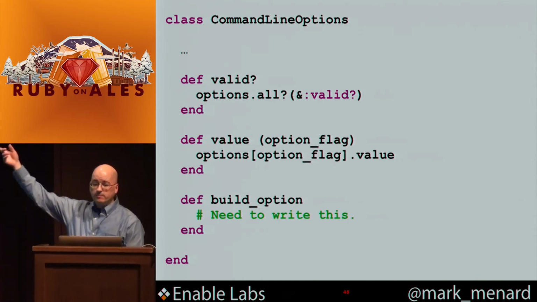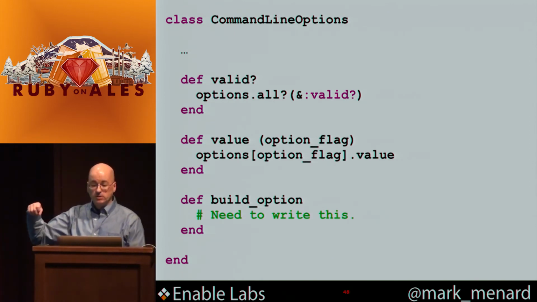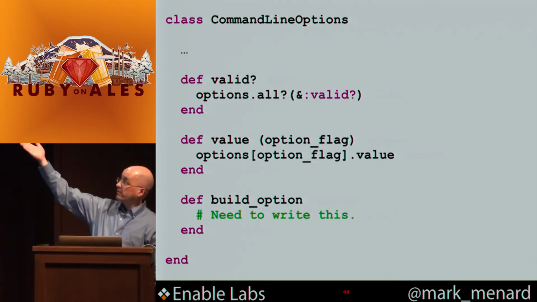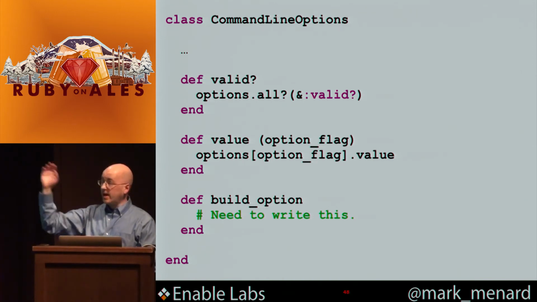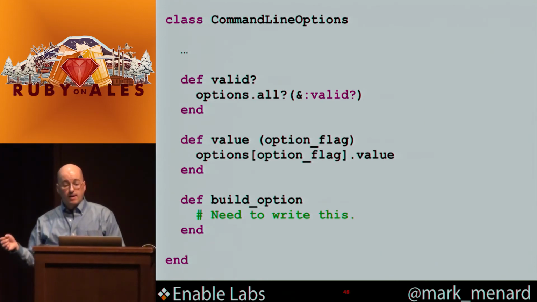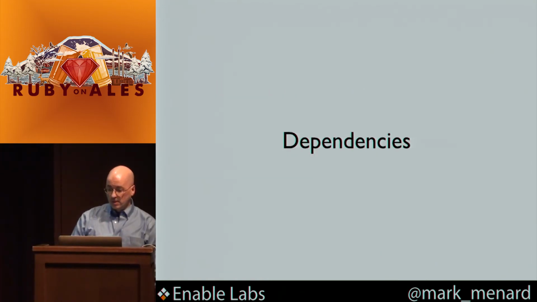The initialize and option methods are unchanged from my previous implementation. We still store the options in a hash. My valid method simply asks all the options if they're valid. And the value method simply looks up the option in the hash and asks it for its value. Now we are left with the build option method. It's the only thing left to implement in our command line option.